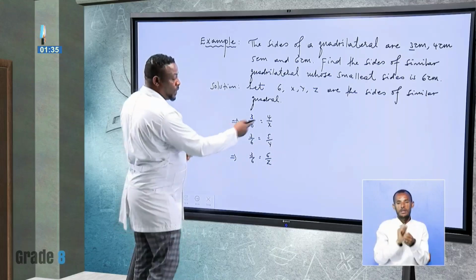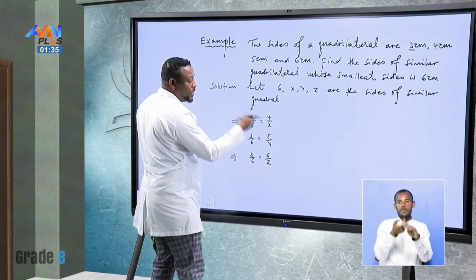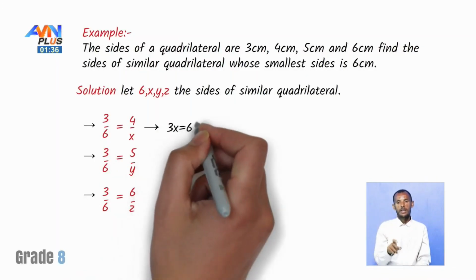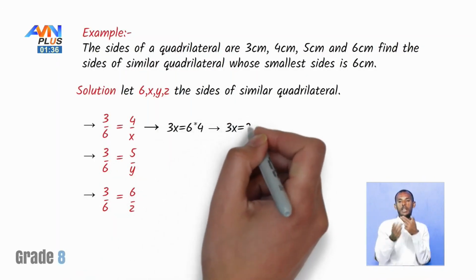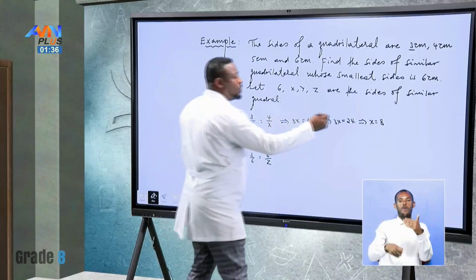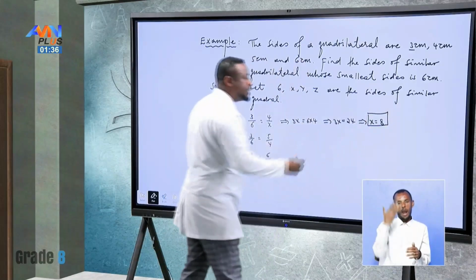Okay, take the first one. From the first one, you can crisscross it. 3 times x must be the same as 6 times 4. Okay? So 3 times x is 24, okay? So dividing both sides by 3, we get x is equal to 8, right? The value of one of the sides of the unknown quadrilateral is 8.